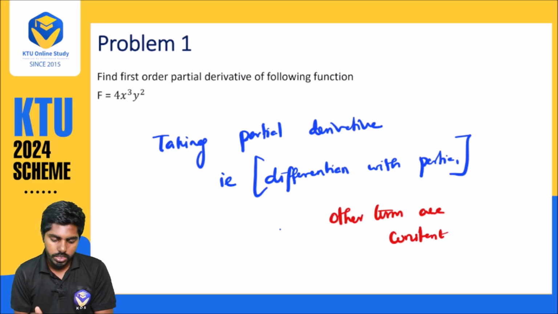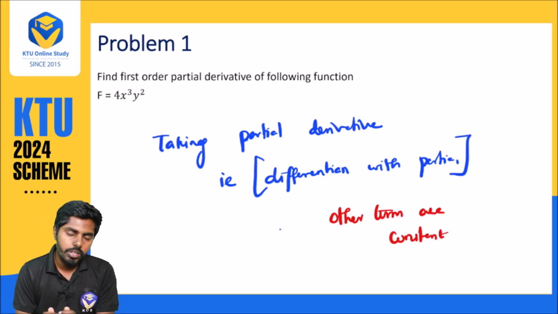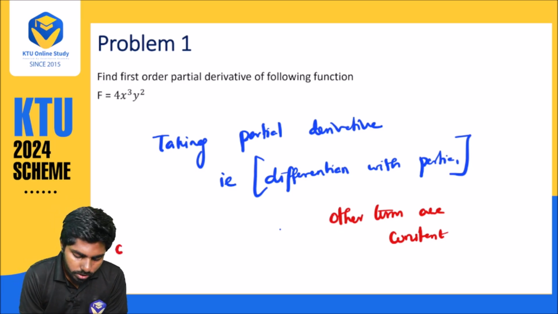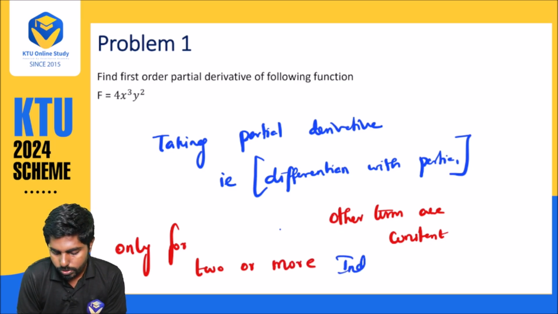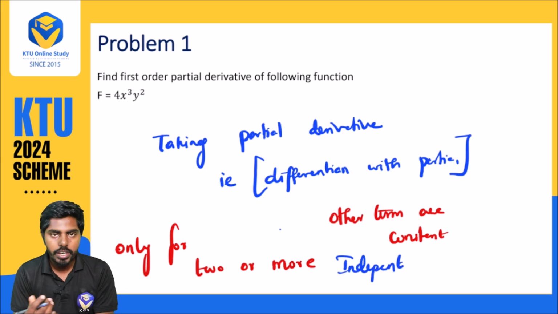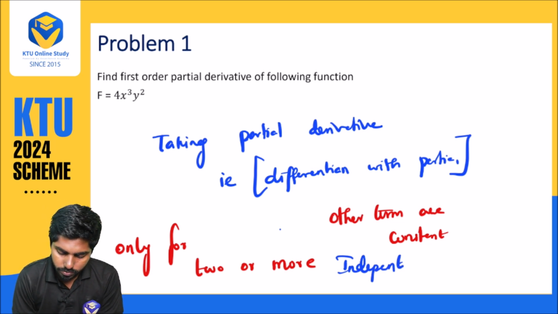Other terms are constant, and partial derivative will be utilized only for two or more variables, two or more independent variables. Only in such a condition will it be useful.